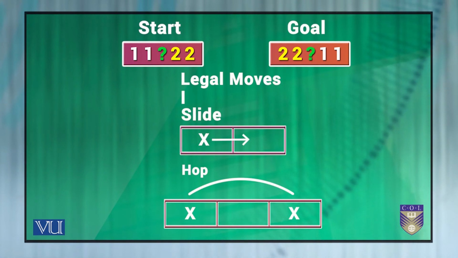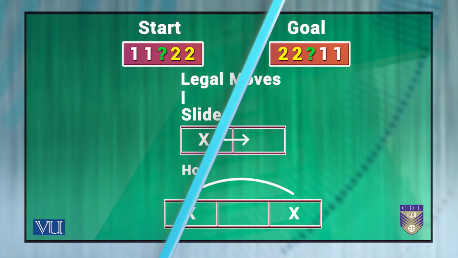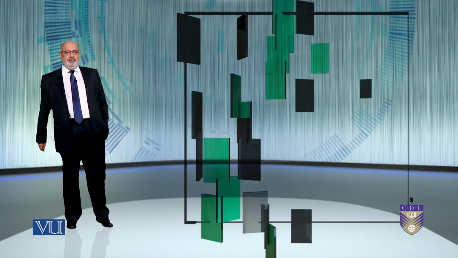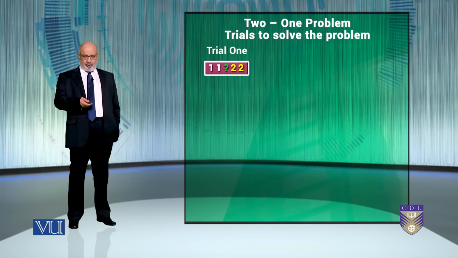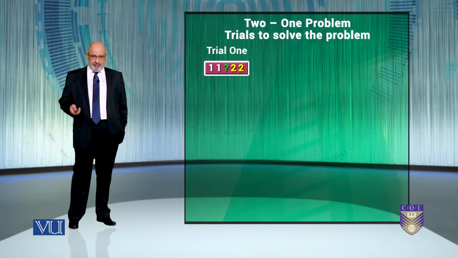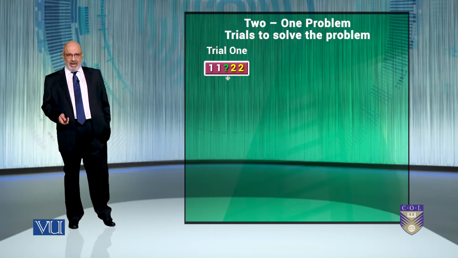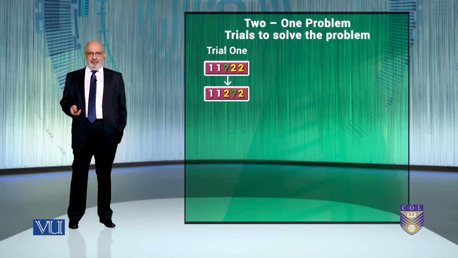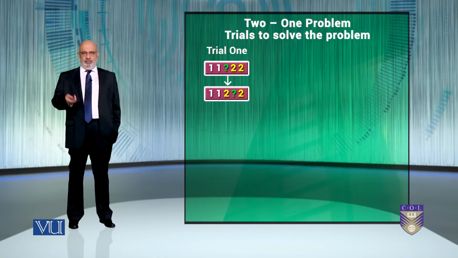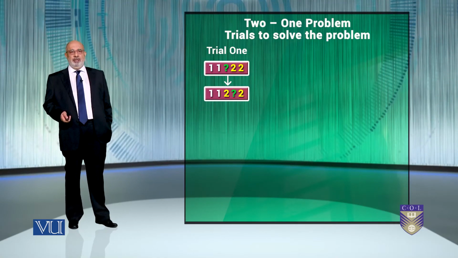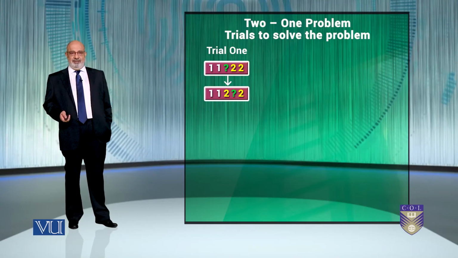But here we're trying to actually see how it actually happens. Let's try out a few random trials, okay? So trial 1: 2 ones on the left and 2 twos on the right. That's the start state. Let's slide one of the twos to the left, which is, as you can see, the new state. Now, what should we do next?